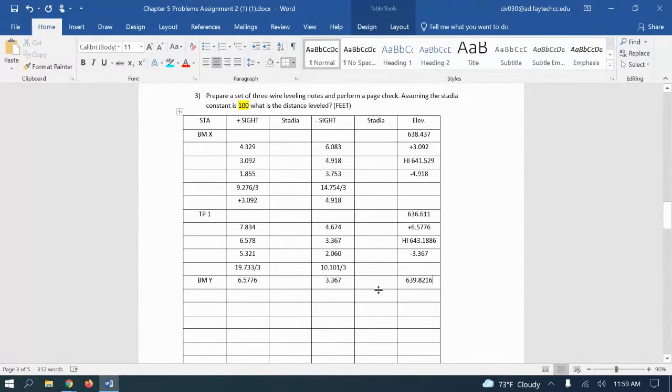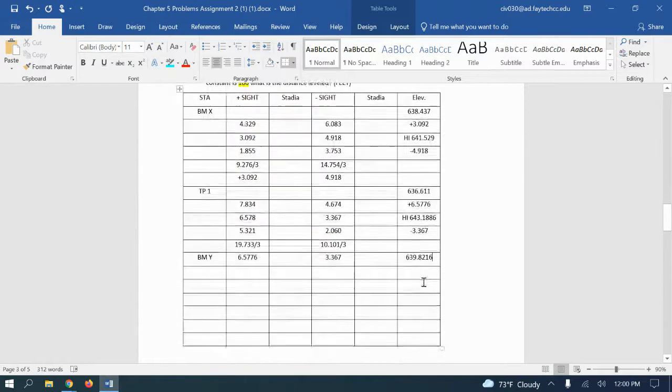We don't have to adjust it, so that would be our benchmark Y. We came up benchmark X, benchmark Y. If I didn't give you Y, you don't have anything to compare it to. So the only other thing we can do is a page check. Now when you do the page checks, you're only going to include these.